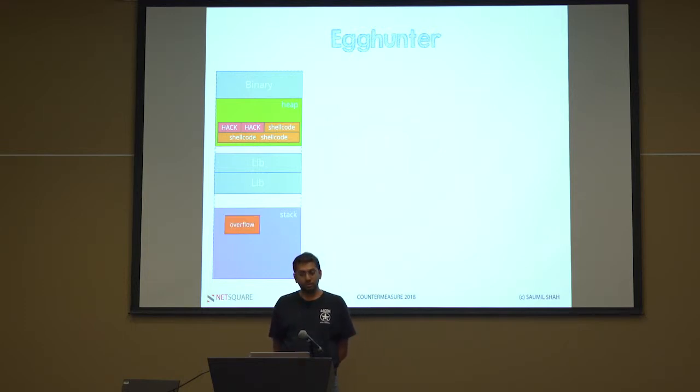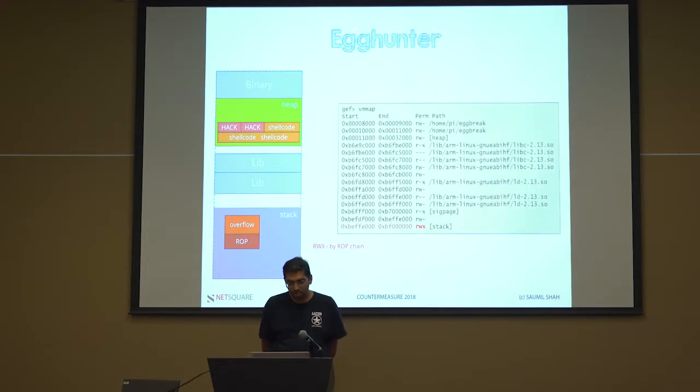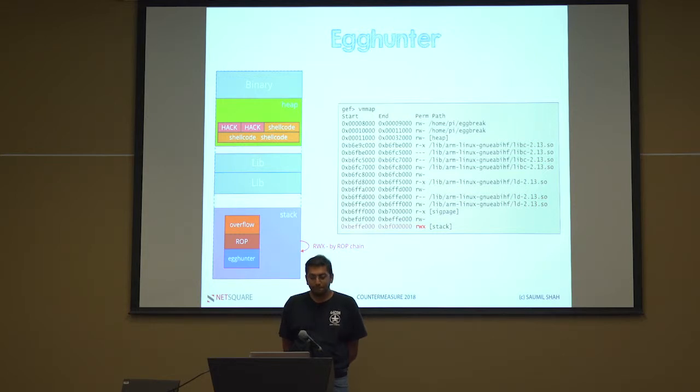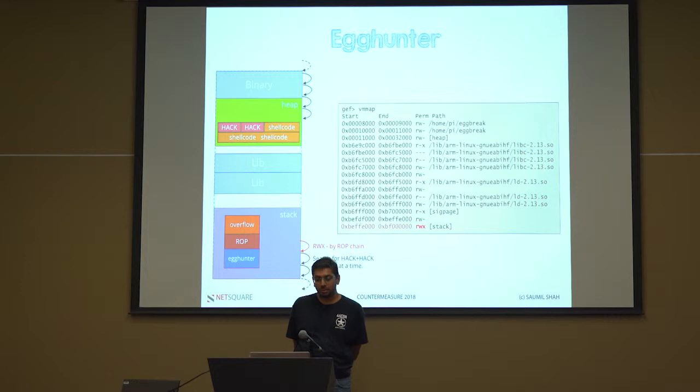Now, when you have your stack overflow, you stuff in your ROP chain. The ROP chain will basically turn the memory of the stack read, write, and execute. And then, after the ROP chain, you jump to the egg hunter shellcode, which is what I'm going to present. The egg hunter is going to travel through the memory space, searching for the string hack, hack, 1 page at a time. If it hits the bottom, it's going to wrap around at the top and scan these pages until it finds 2 occurrences of the string. And then it's going to jump to it.